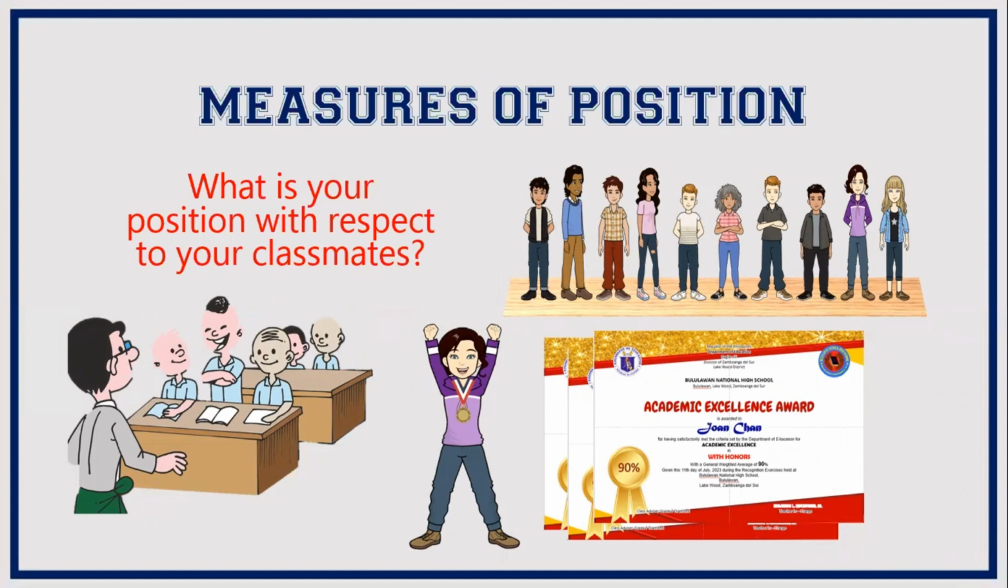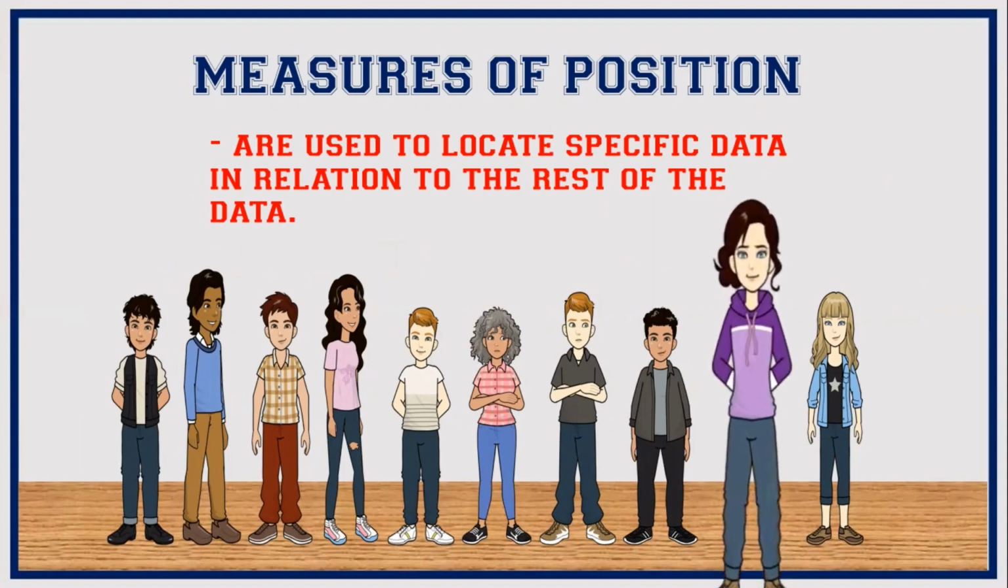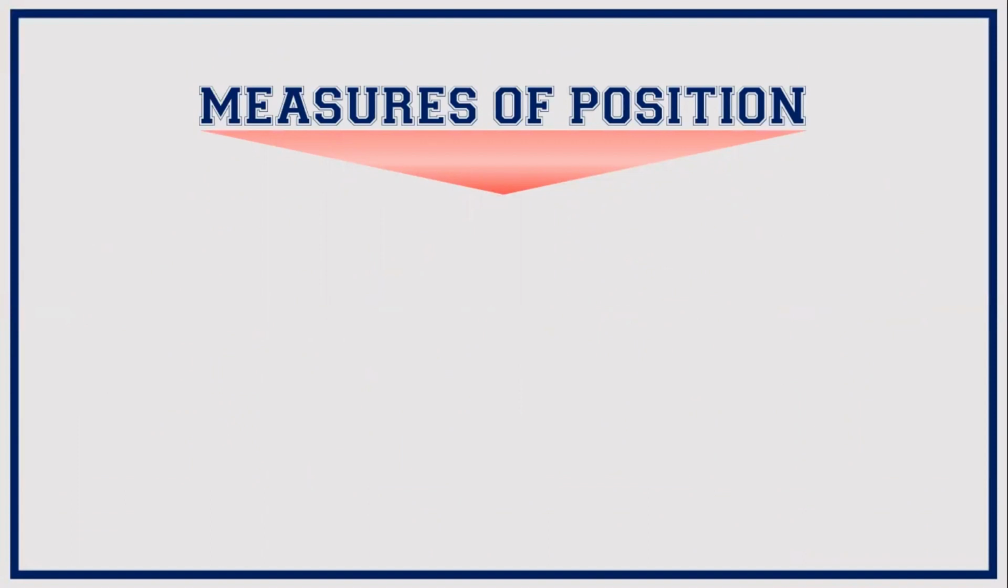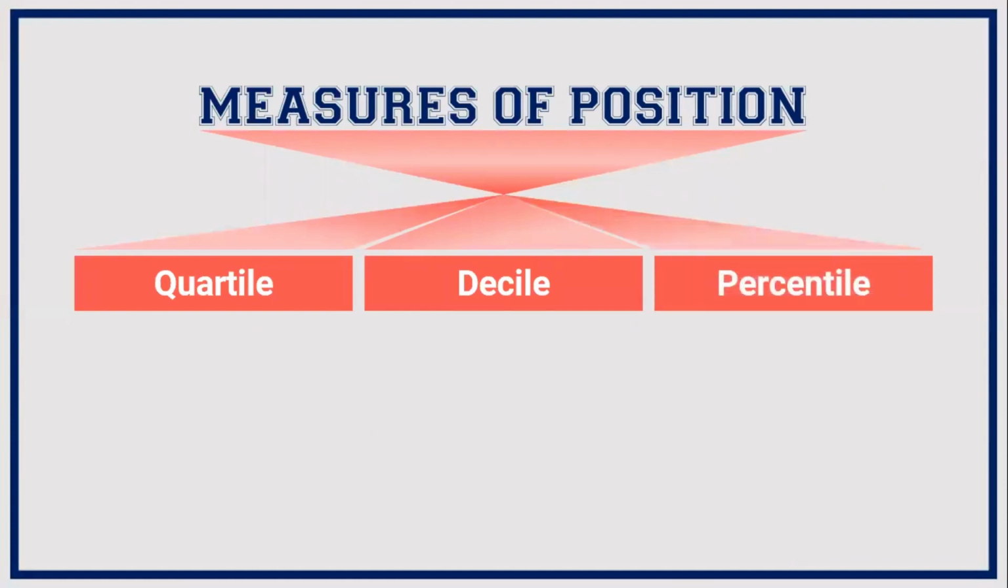We're talking of your rank because we're talking about measures of position. What are these? What are measures of position? Measures of position are used to locate a specific data in relation to the rest of the data. There are three measures of position. One is quartile, next is decile, and last is the percentile.